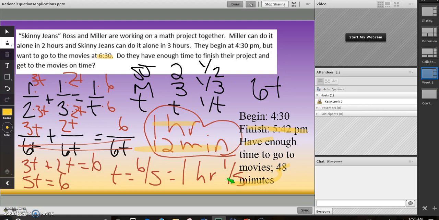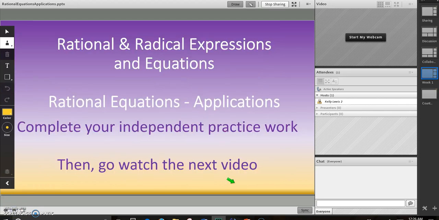That's as hard as it's going to get. Most of them are like the other ones. All right, so there's your application problems. They're just work problems. There's a few of them for your homework. Try them out and let me know if you need help.